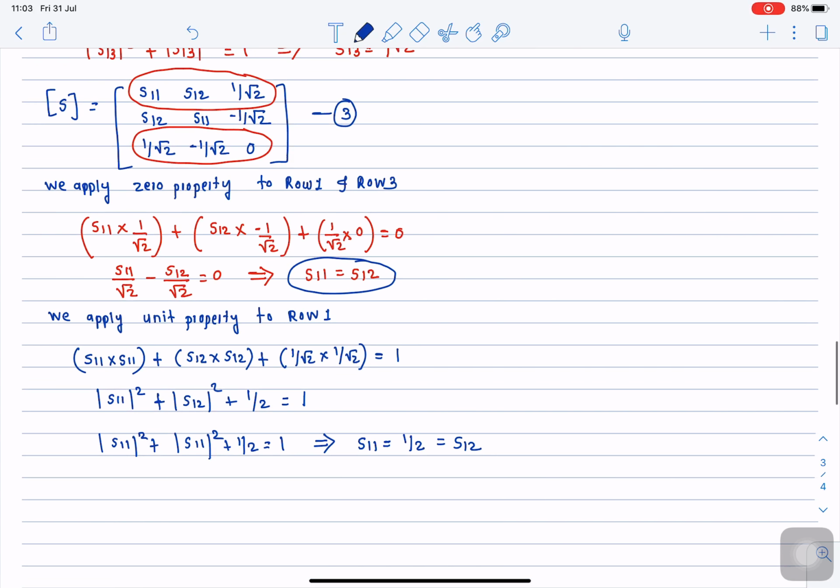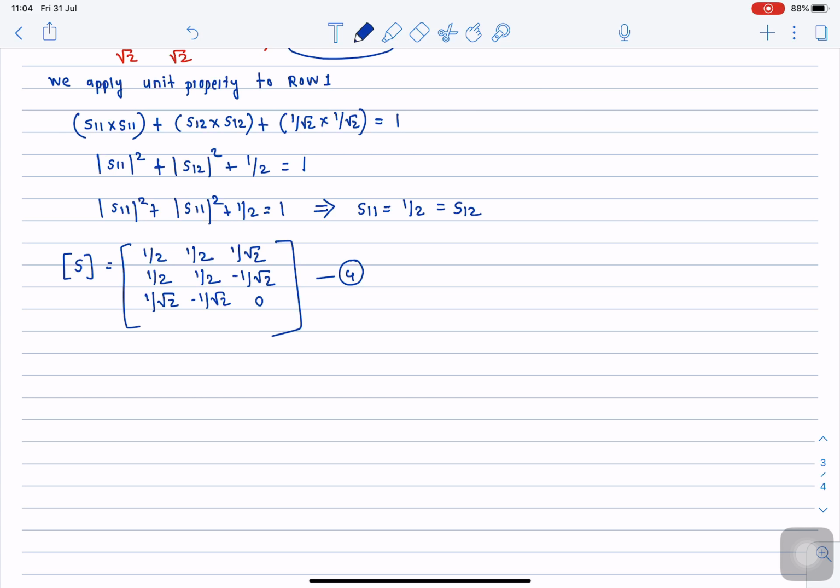So equation number 4 completes the scattering matrix for the E plane T. Now the observations are again similar to those of the H plane T. Here we observe that S33 is equal to 0. It is 0 because we assume that port 3 is perfectly matched. The remaining terms will be either 1 by root 2 or 1 by 2. The only change in the E plane T with respect to the H plane T is that it behaves oppositely.